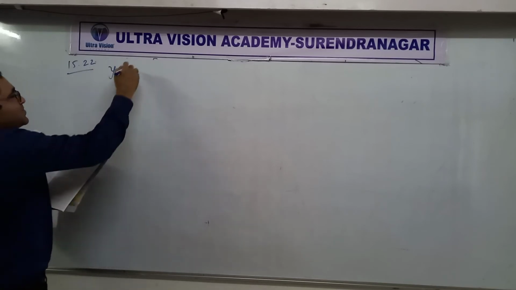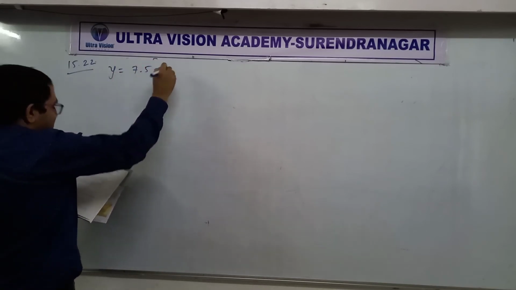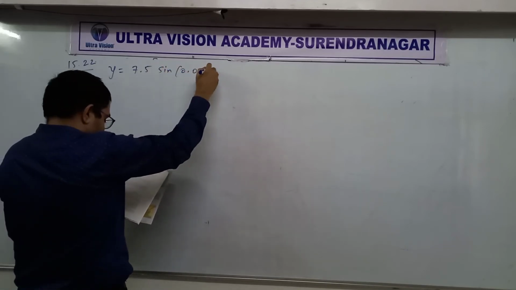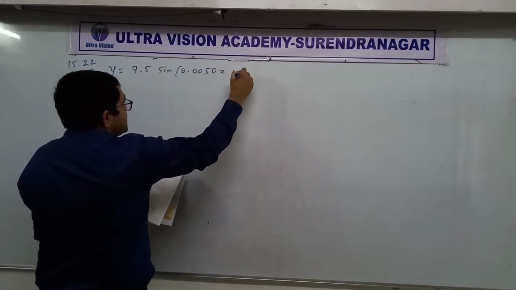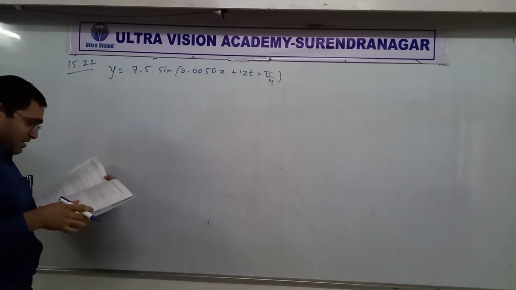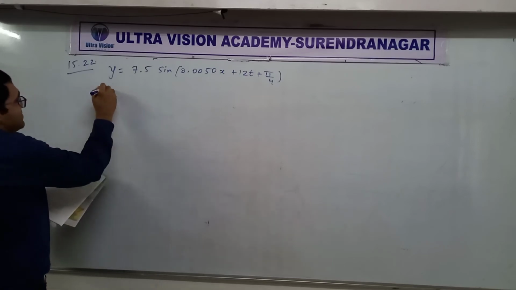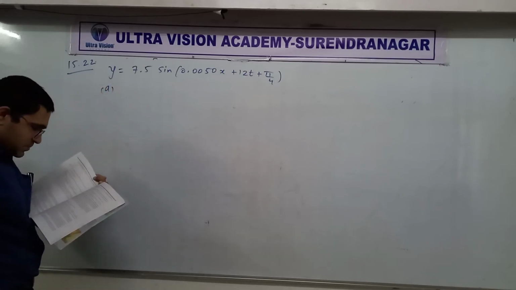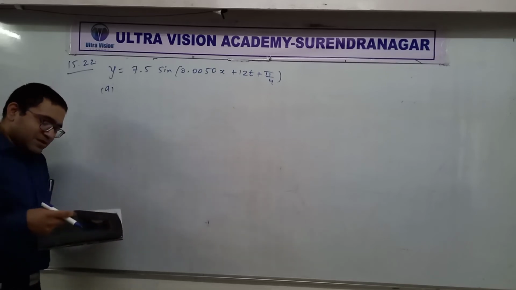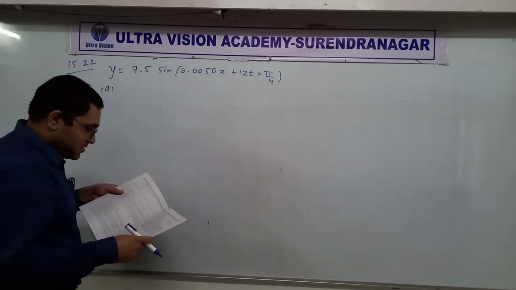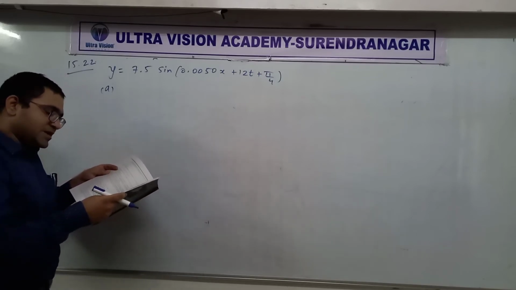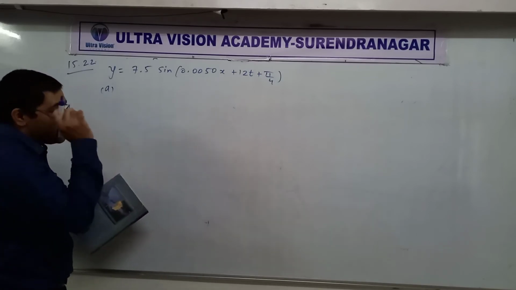So y equal to 7.5 sin(0.0050 x + 12t + pi by 4). They like pi by 4 so much. What are the displacement and velocity of oscillation of a point at x equal to 1 centimeter and t equal to 1 second?